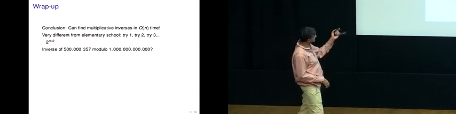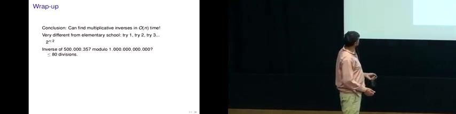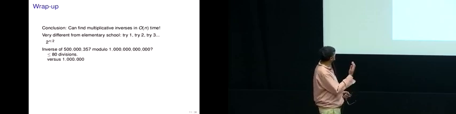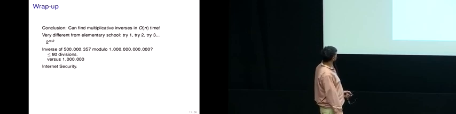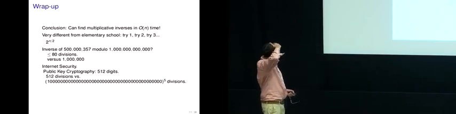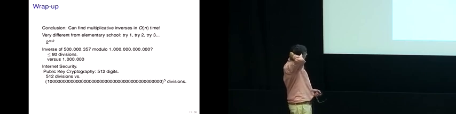This is how much better. Say you take the inverse of this big, only a 9-digit number, modulo this 10-digit number. That would be 80 divisions using GCD versus 1 million using these things. But in internet security, with public key cryptography, you have about 500 digits. So it's 500 divisions versus this many divisions. And this many divisions is a lot of divisions because there's a little 5 there. That's not a footnote. That's 2 to the 5th power. So it's a lot more efficient.